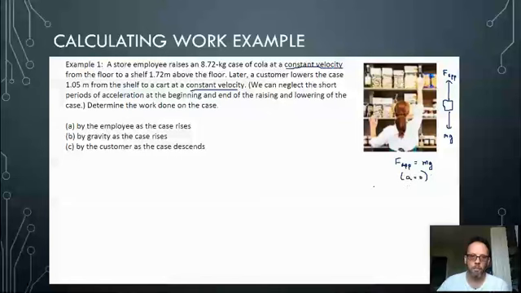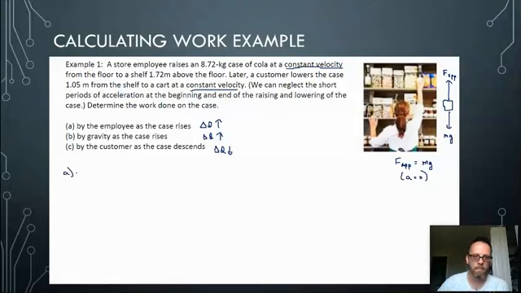So before we begin, let's just think about which direction the motion is in each of these. So in part A, the case is rising. So we'll use up as positive, and we'll say that the displacement is up. The second case is when the case is going up. The third case is when it's going down.